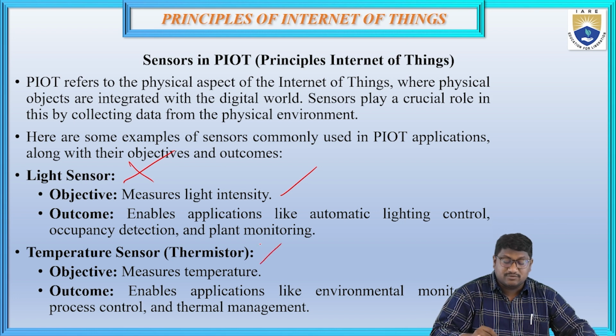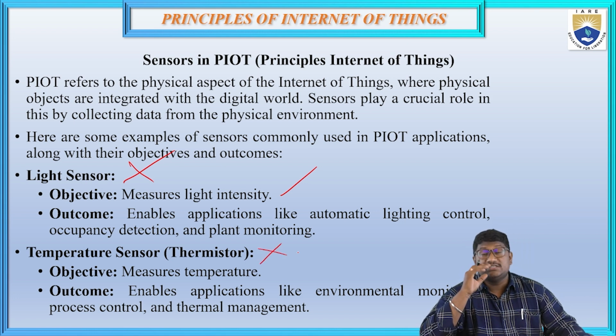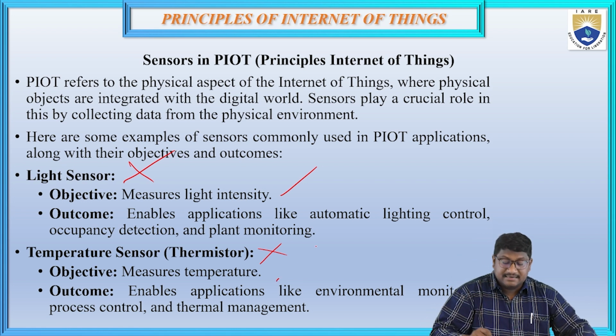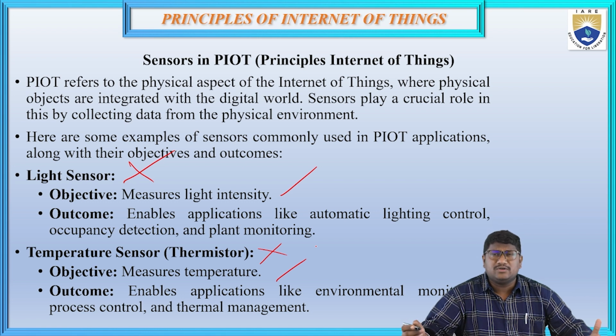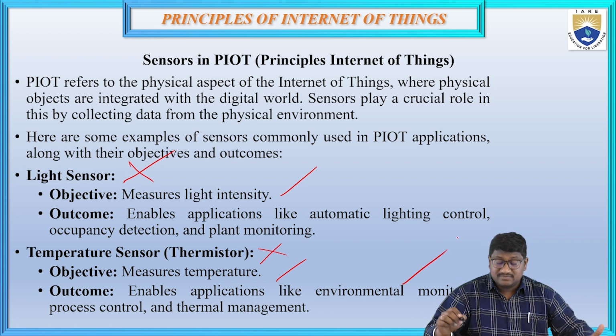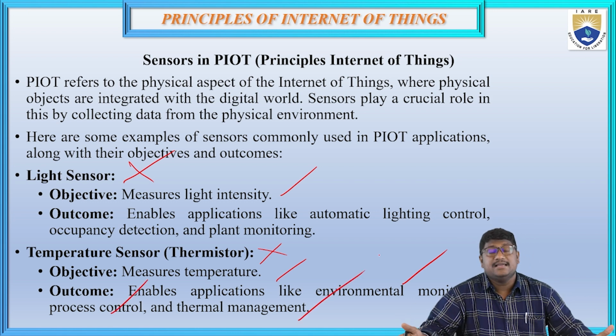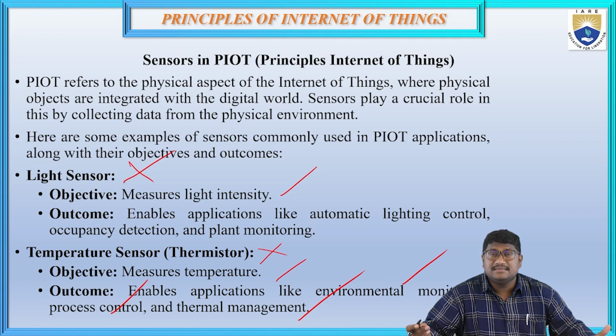The temperature sensor is the thermistor. The main objective of this thermistor is to measure temperature. What are we going to get if I measure temperature? With the help of this particular sensor, we are enabling multiple applications such as environmental monitoring, process control, thermal management. See how many outcomes we are going to get by using a single thermistor, which is a temperature sensor, right?